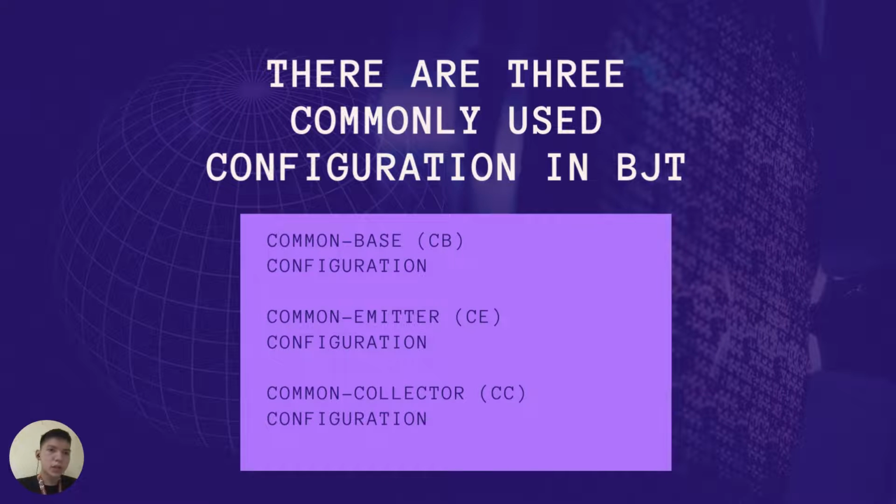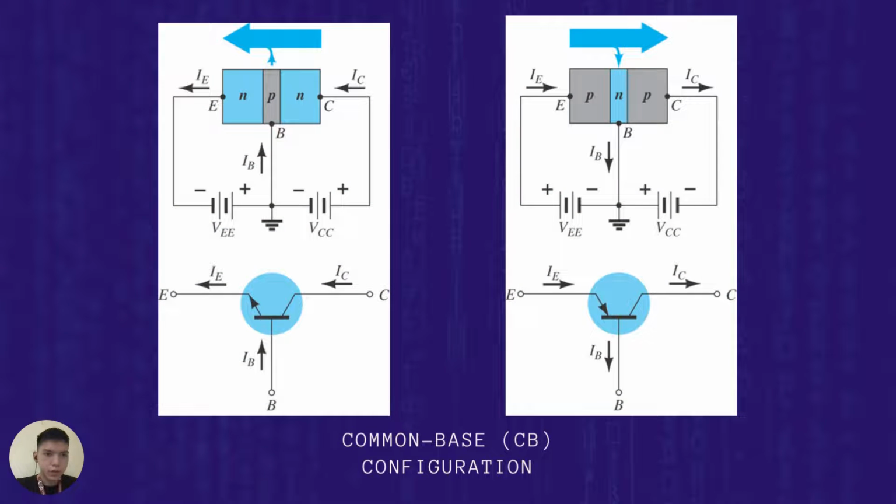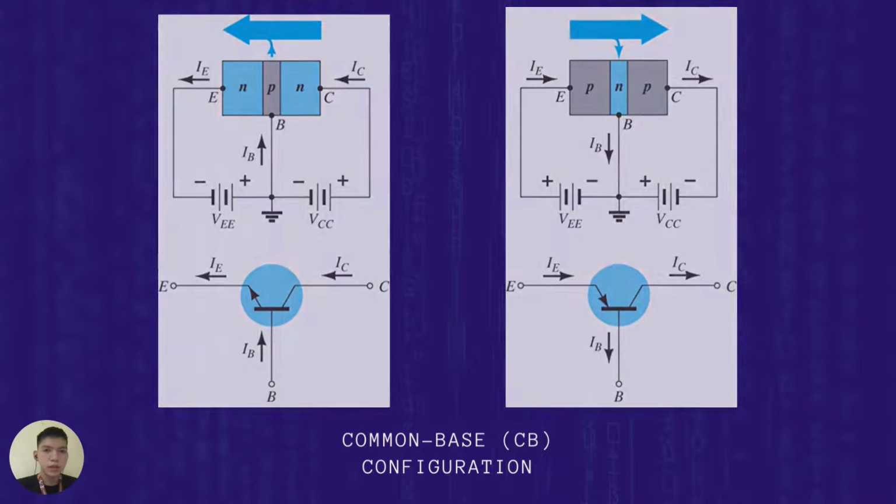So there are three commonly used configuration in BJT. So we have the common base configuration, common emitter configuration, the common collector configuration. So mo ni imong common base configuration. Ang imong base is nakakonect siya sa ground and mooy nakakonect ang imong emitter o ang imong collector sa imong base. So mo ni ang schematic diagram sa imong common base.